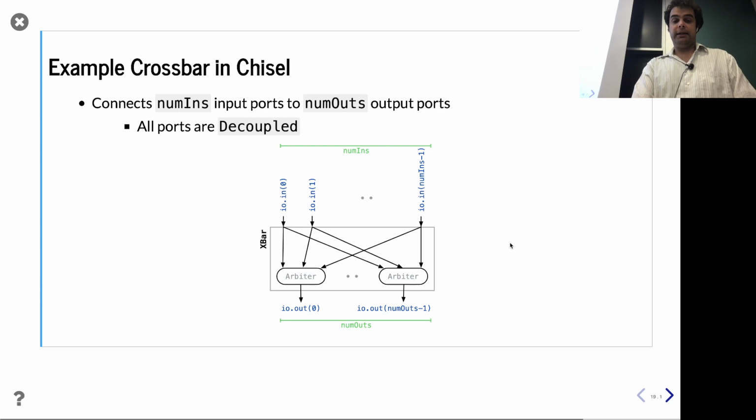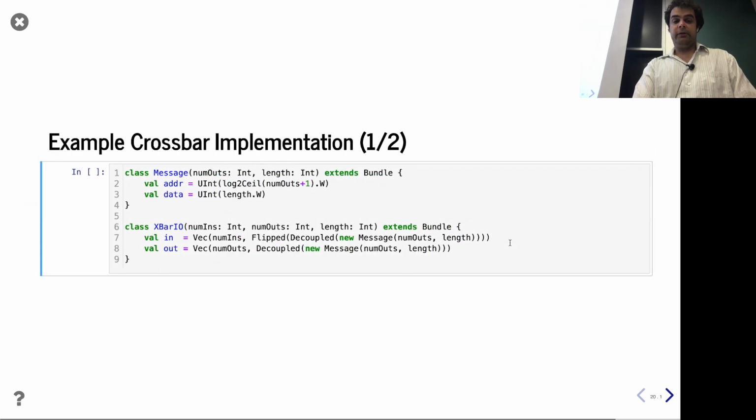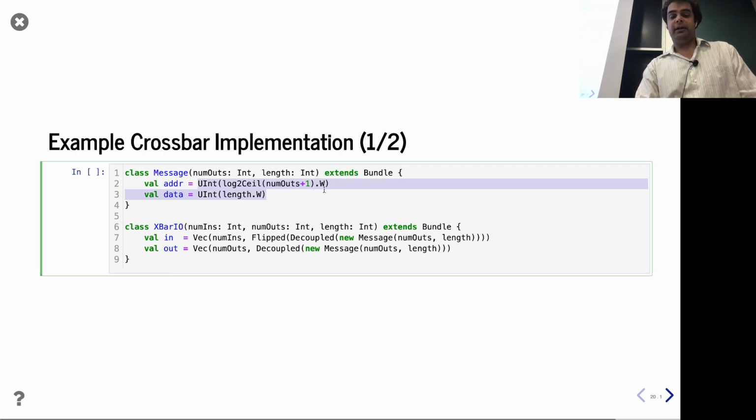Okay, let's go ahead and try that. What we're going to do is build up a variety of classes to help us accomplish this mission. As a starting point, let's go ahead and make a message. Our message is going to be a bundle, which has both an address and a payload.